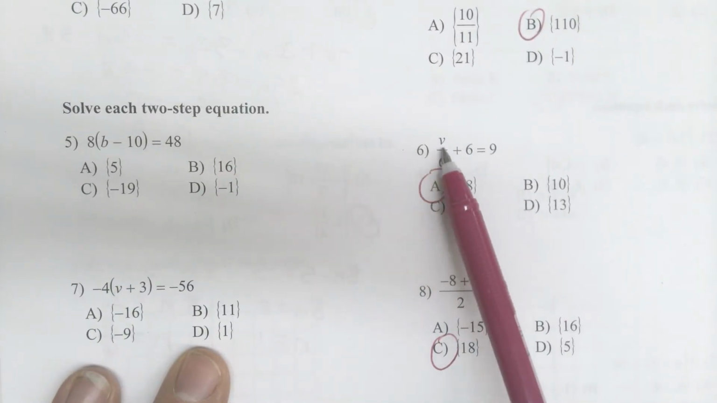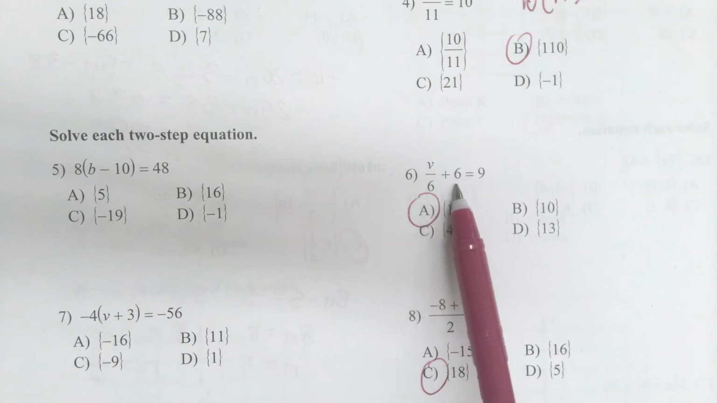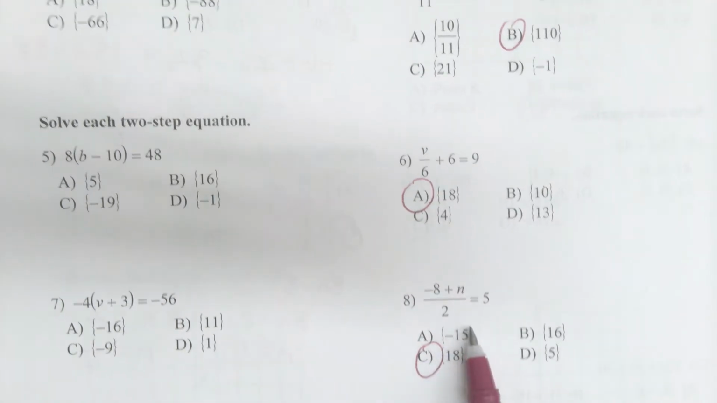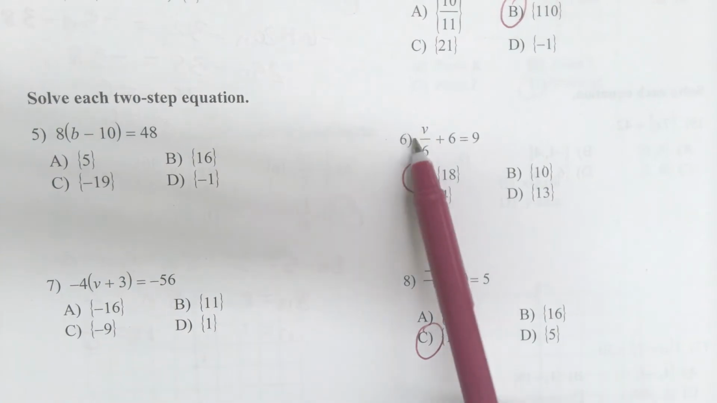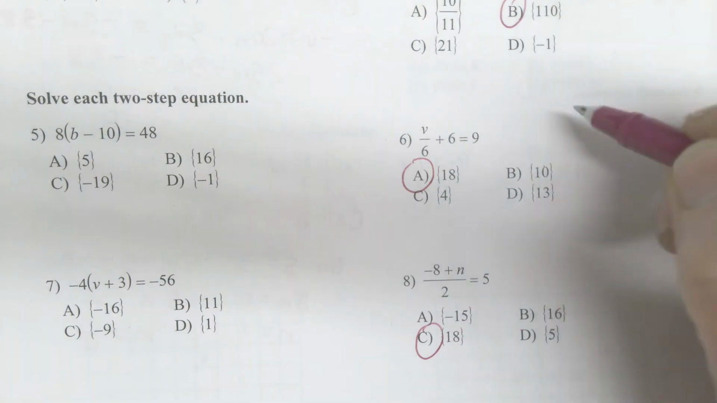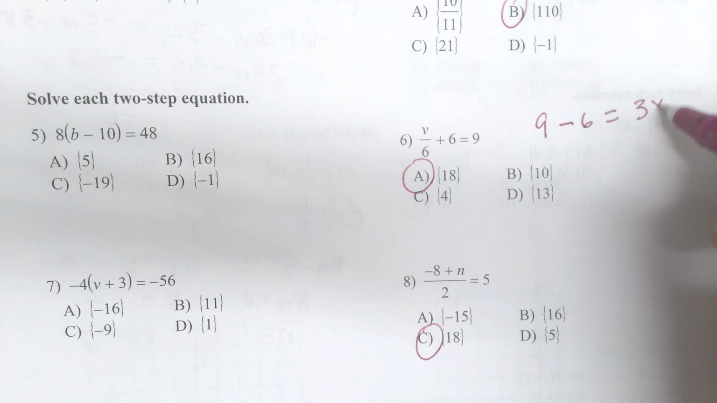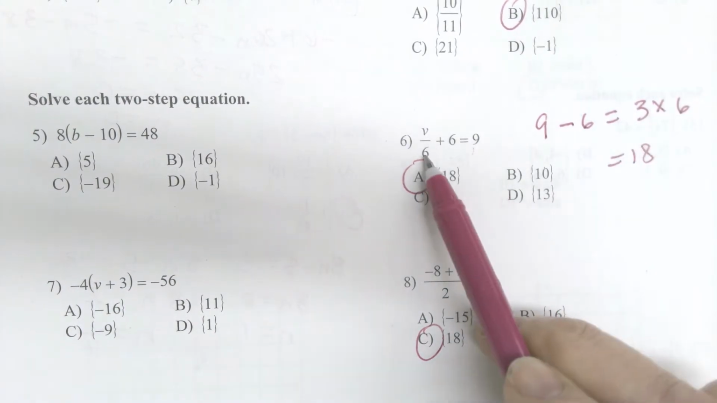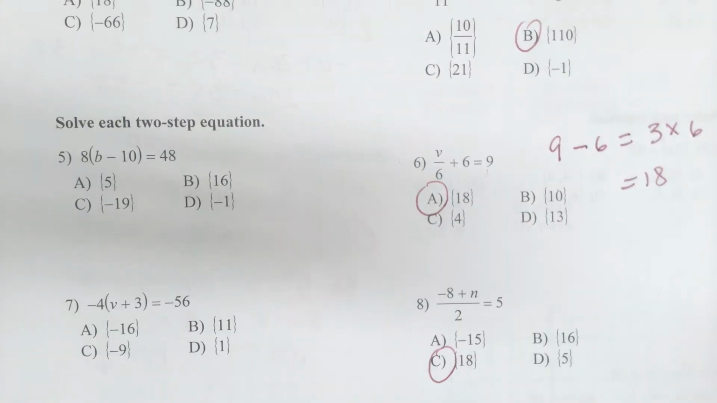When I have more than one step in a two-step equation, keep in mind that you want to undo addition or subtraction first, unless, as in number 8, it's blocked by a division bar. So in number 6, I would take 9 minus 6, get that answer, and then multiply it by 6 to get my final answer. Minus 6 times 6. So your work can be as little as this, or even plug it in your calculator.